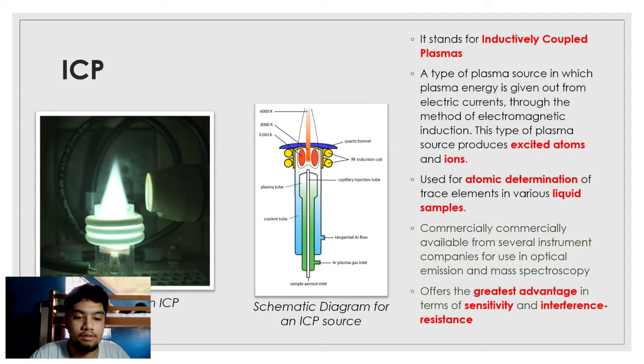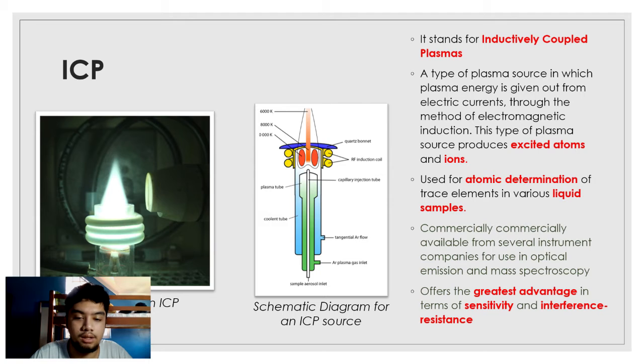And here is the detailed schematic diagram for an ICP source. So these are the parts. Below the ICP is a sample aerosol inlet. Then near the aerosol inlet, this is where the argon plasma gas inlet lies. The same goes for the tangential argon flow.